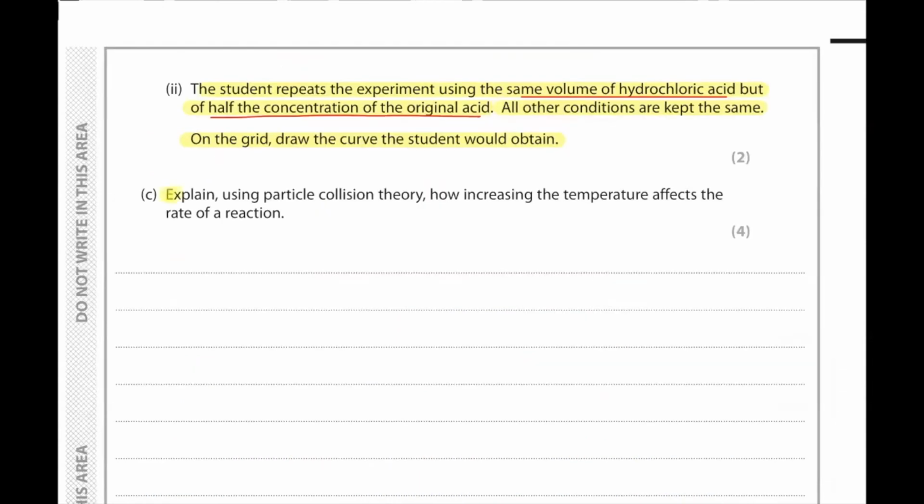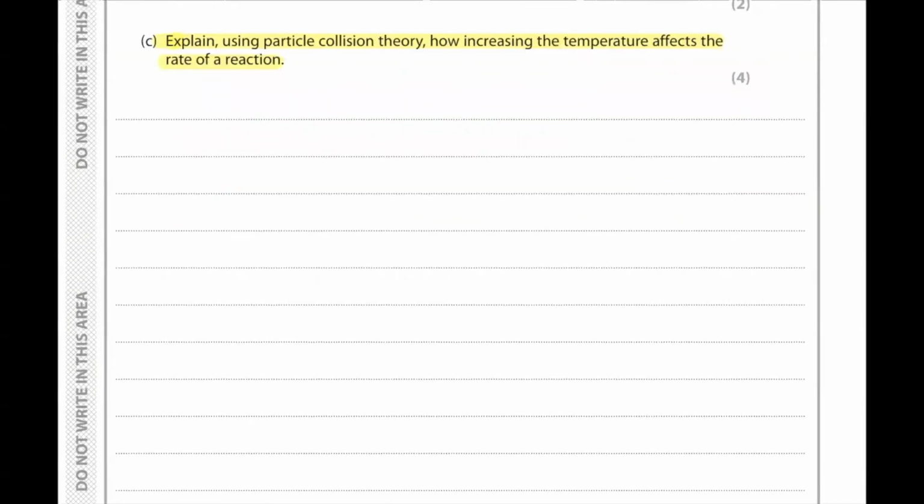Part C. Explain using particle collision theory how increasing the temperature affects the rate of reaction. So we know as the temperature is increased, the rate of reaction increases because the particles gain more kinetic energy. So there are more collisions per unit time. Since there are more collisions per unit time, they have energy greater than the activation energy, and more collisions are successful. So these will be the points.